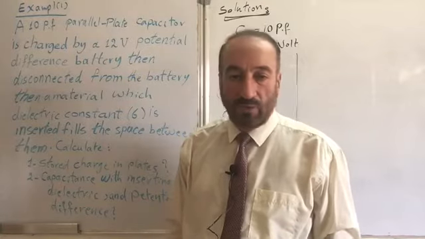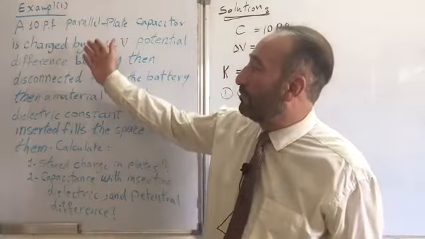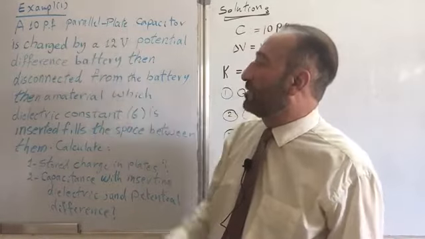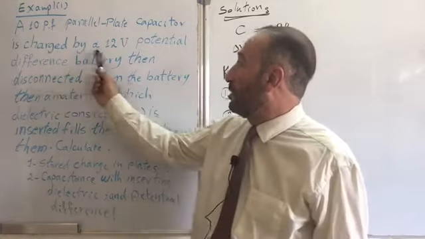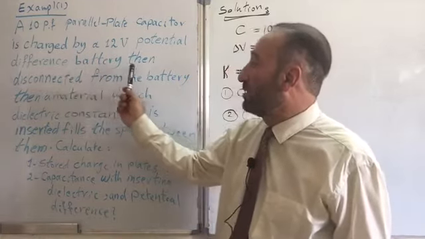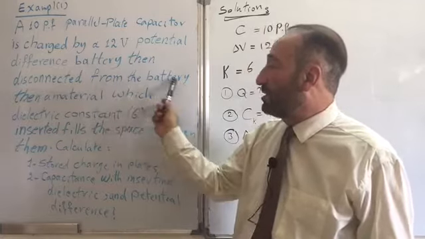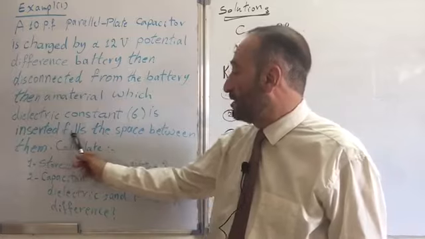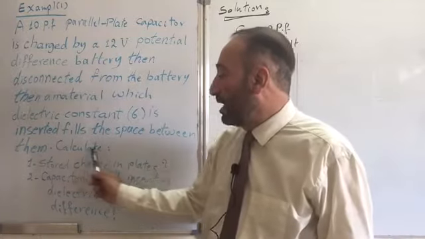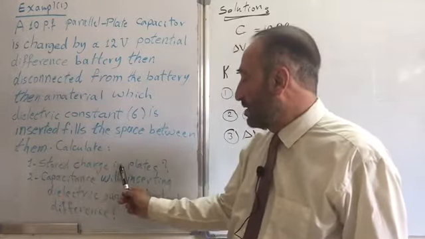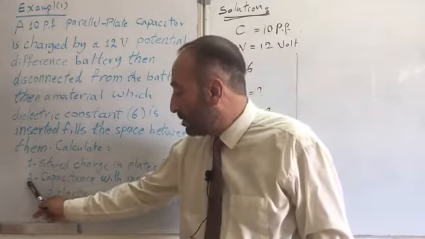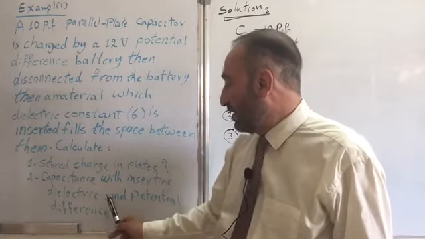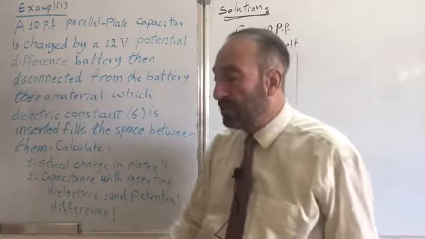Let us solve this question. It's an example. A 10 picofarad parallel plate capacitor is charged by a 12 volt potential difference battery. Then it is disconnected from the battery, and then a material with dielectric constant 6 is inserted and fills the space between the plates. Calculate the stored charge in the plates. Order 2, the capacitance after inserting the dielectric. The third order is the potential difference.